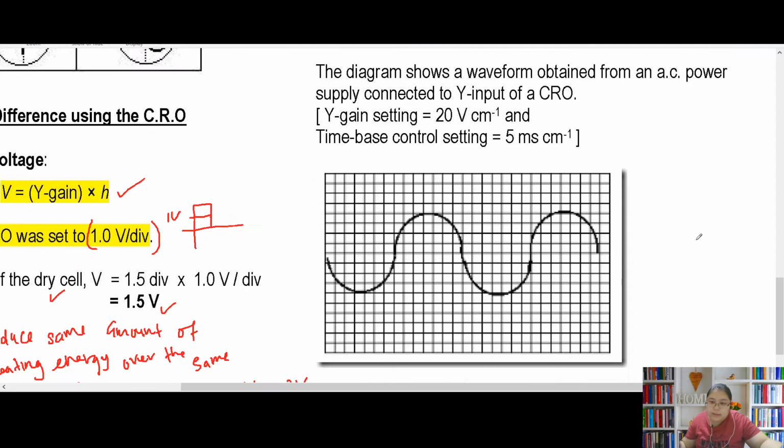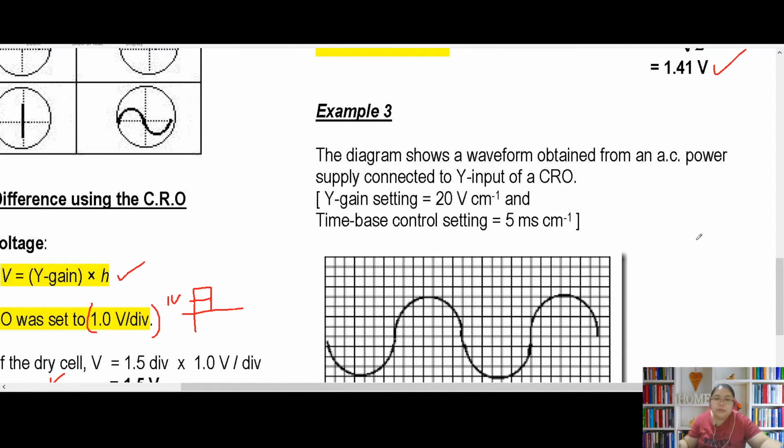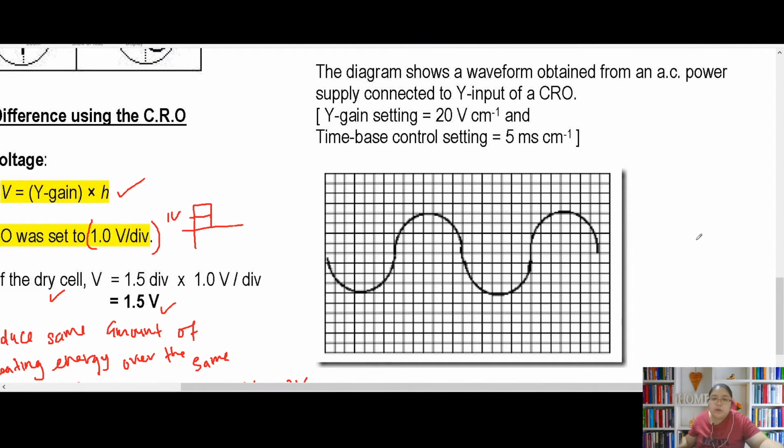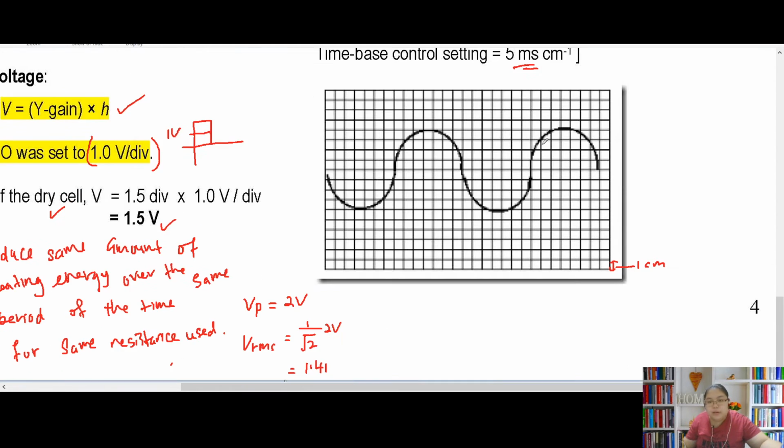Let's see example 3. The diagram shows the waveform obtained from the AC power supply on the Y input of the CRO. Let's see the info: 20 volt per cm. We assume one small box is 1 cm, so 1 cm represents 2 volt. The time base is also per cm, 5 millisecond. Now let's see what the question wants.